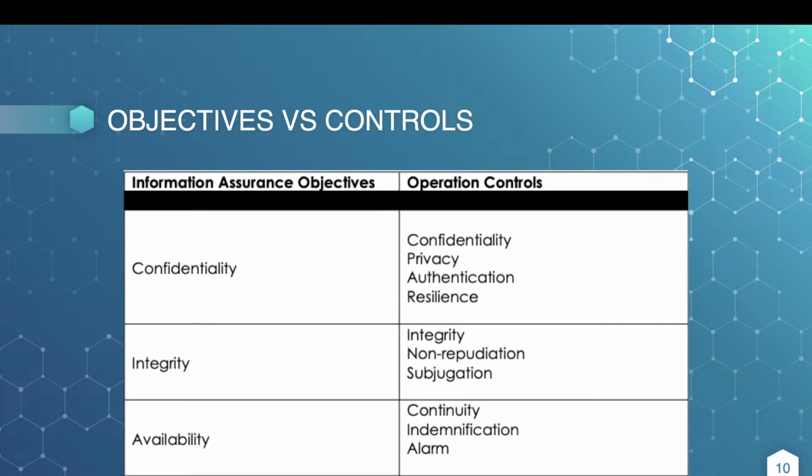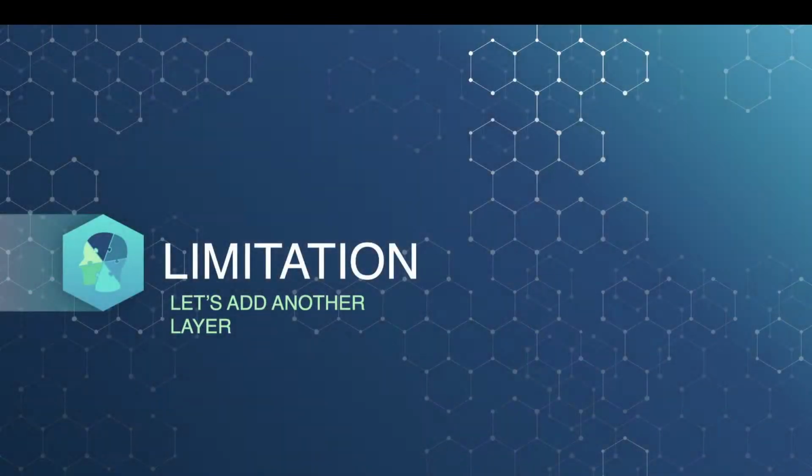For integrity, we do that with integrity, non-repudiation, Jesus that word, and subjugation. For availability, of course, it's continuity, indemnification, and alarm. That alarm is just if something does go wrong, are we informed?